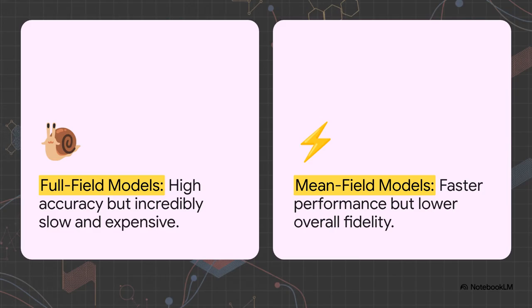It's kind of like trying to render a blockbuster movie frame by microscopic frame. On the flip side, we have mean field homogenization models. These are lightning fast because they look at average stress and strain, but they sacrifice that high-resolution fidelity and accuracy.